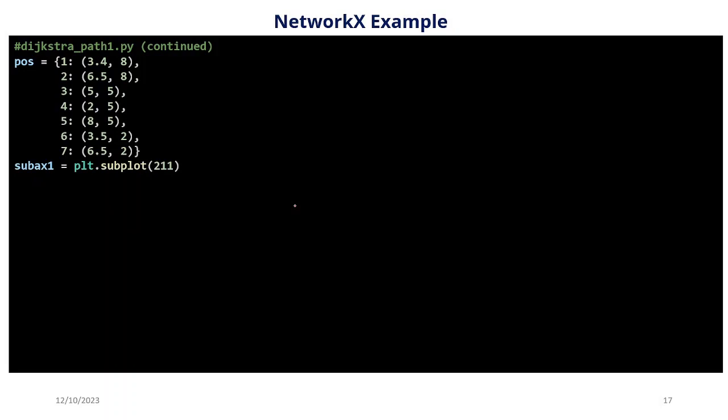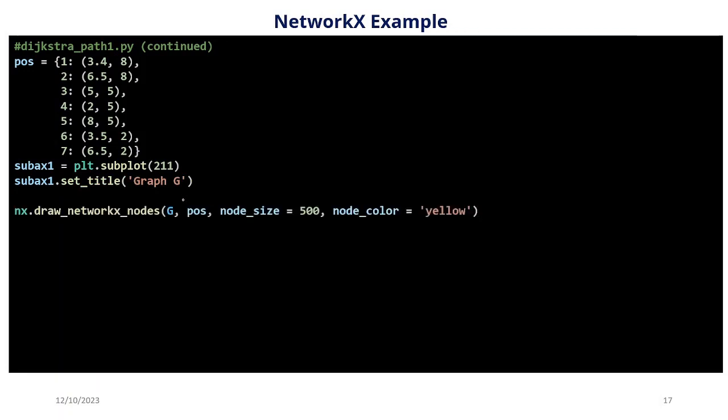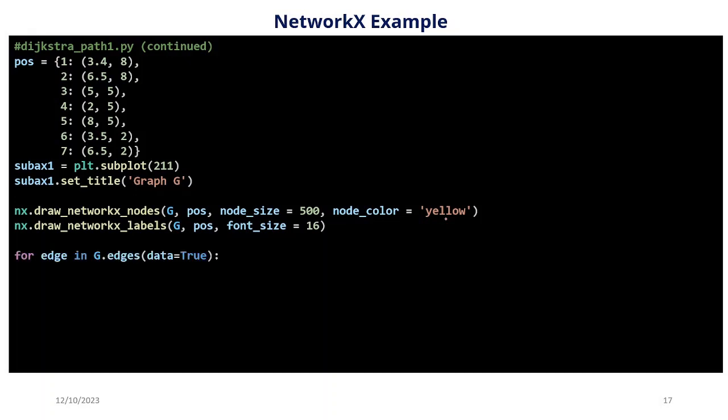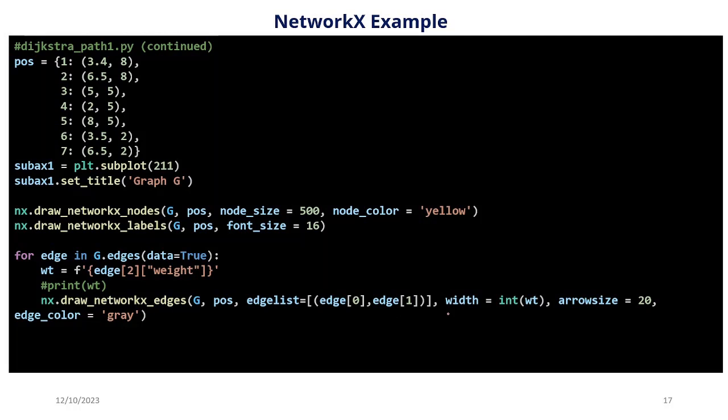We will use subplots because we want to plot the original graph together with the graph we obtained from the Dijkstra's algorithm together in one window. So we'll create the first subplot. If you don't understand what we are doing here, you have to go back and watch the previous videos, and a lot of examples abound. The first subplot is plotting the original graph, and then we'll draw the nodes of the network. We are going to color the nodes yellow, and then we'll draw the labels of the nodes, and we are going to draw the edges and the labels of the edges in a for loop. We create the weights. This is just for the purpose of learning, and then we'll draw the network edges.